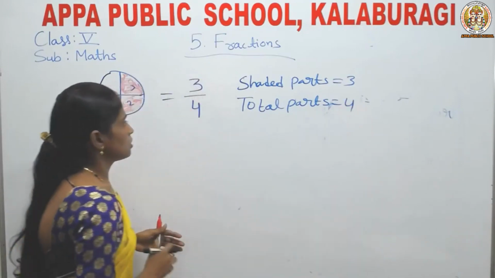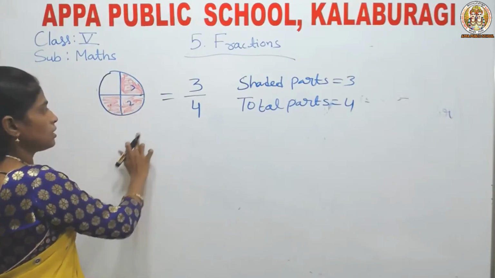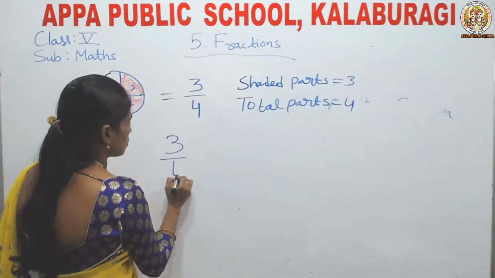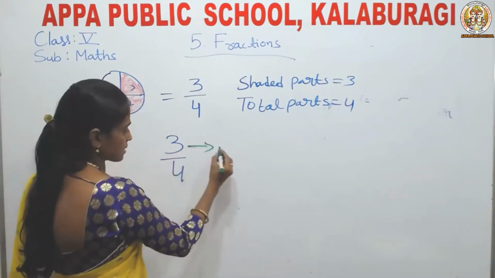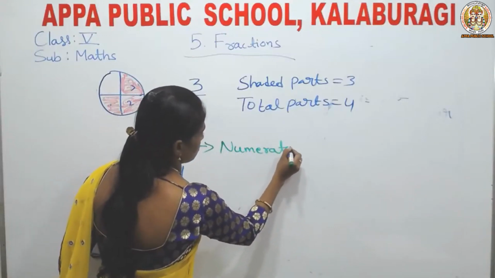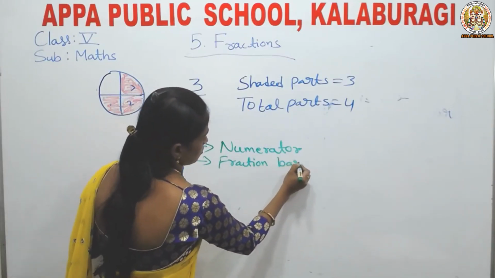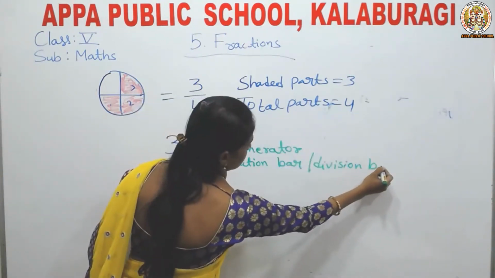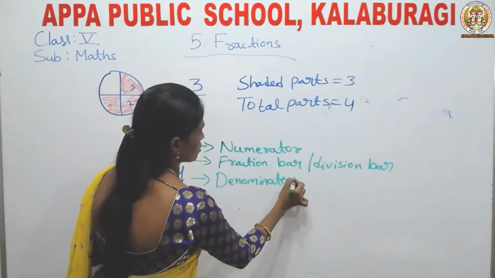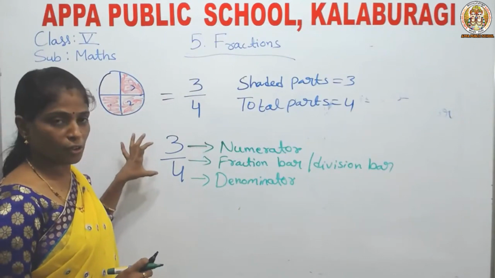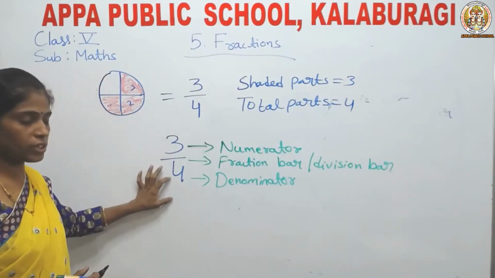Whenever writing a fraction, the total parts you have to write as denominator, and the shaded part you have to write as numerator. In this 3 by 4, the number above the line is called numerator, and this line is called fraction bar or division, and this one is denominator. Children, don't get confused; many children are confused here. The shaded part you write in numerator, and the total parts you write in denominator.